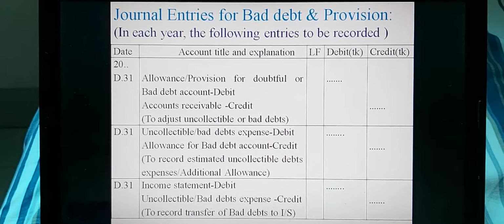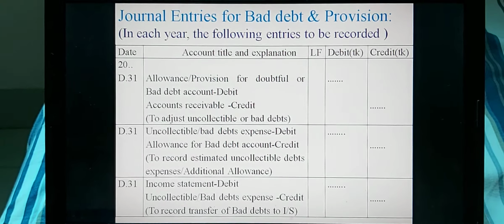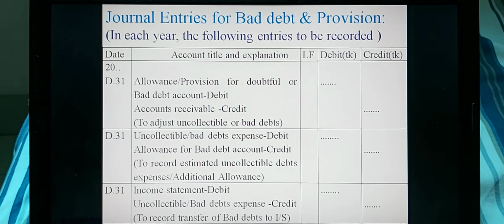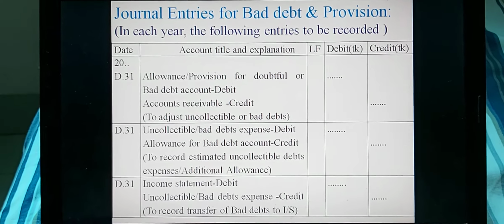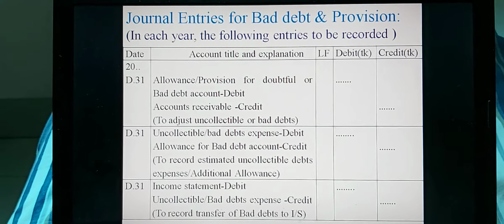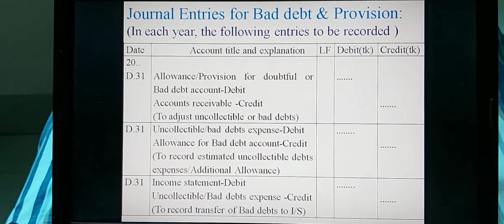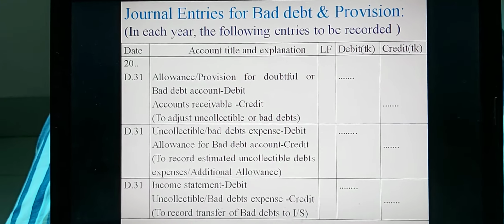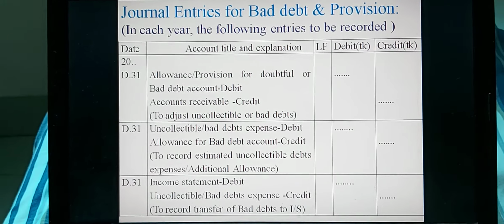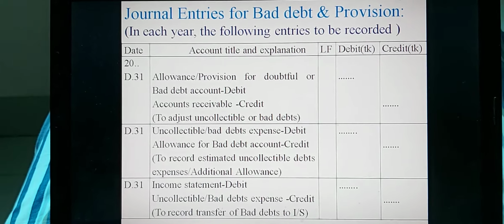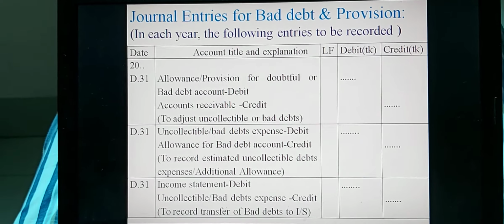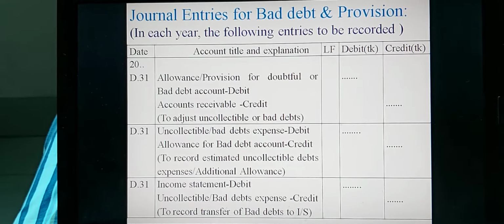Dear boys and girls, now is the time of writing the journal entries of this chapter. This is a very important slide: journal entries for bad debt and provision. In each year, the following entries are to be recorded. I repeat again, in every year, the following entries are to be recorded in your accounting practice copy for journalizing the bad debt and provision. At the end of the year, each journal is to be written.